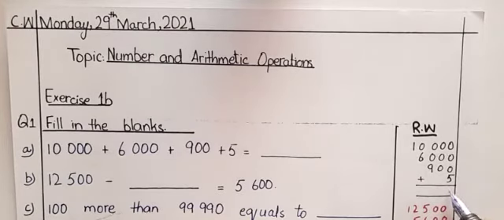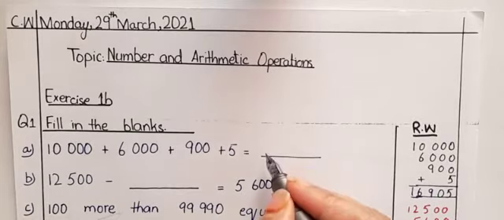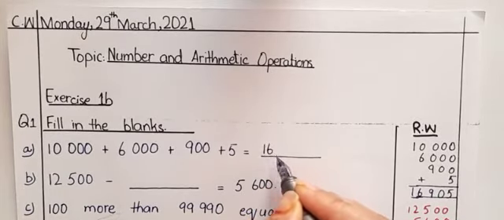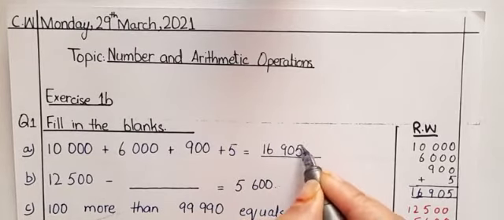So 5 plus 0 plus 0 plus 0 is 5. Now here are all zeros. 9 plus 0 plus 0 is 9. Then space, it is 6 and it is 1. So boys, here you can say it is 16,905. Let's write our answer. 16,000 space 905. Okay.